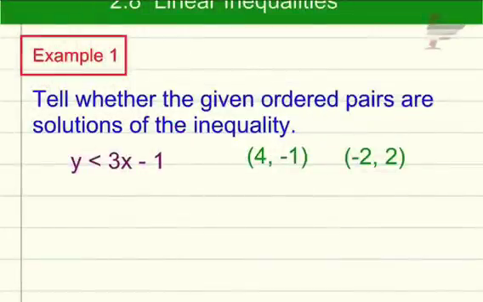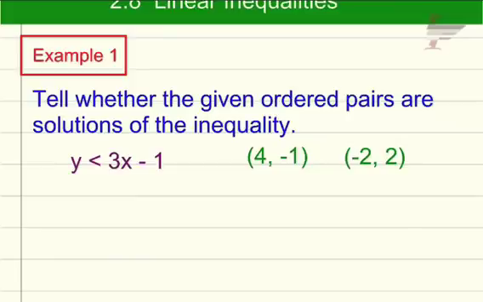Hi class. Today we are going to go through a few examples from section 2.8. These are the linear inequalities. So I put one example up here on the board. We have to tell whether the given ordered pairs are solutions of the inequality. You're going to have to do some of this in your homework.